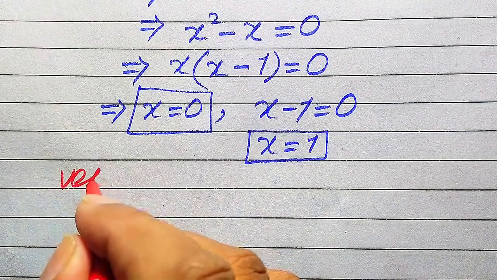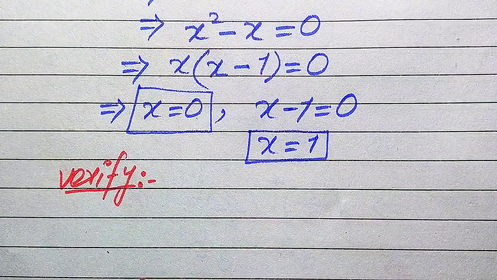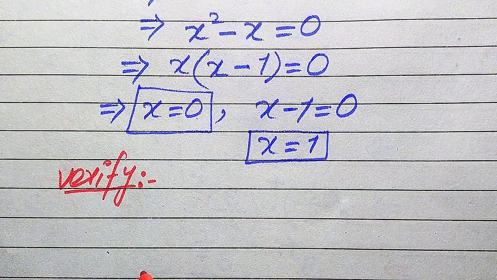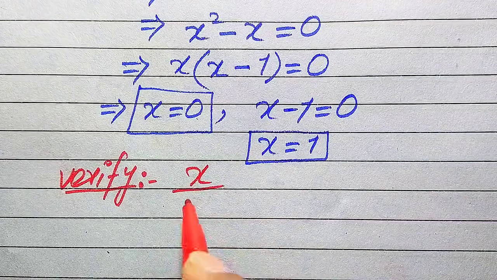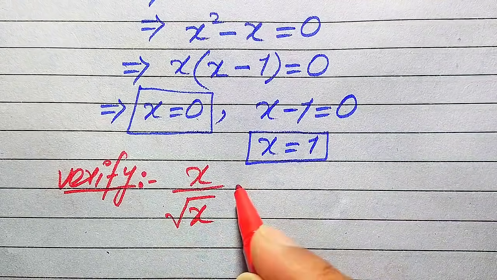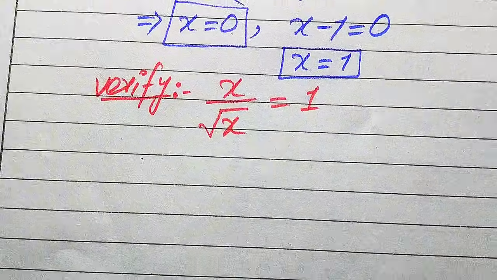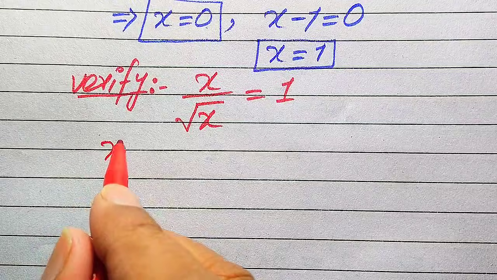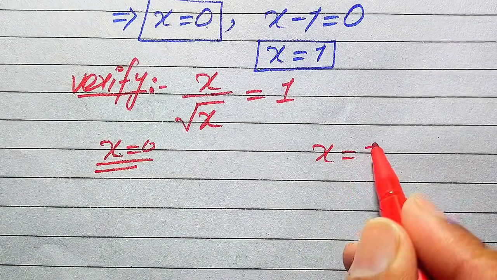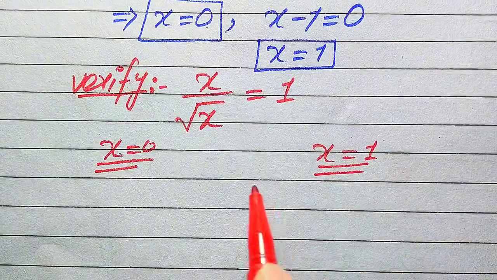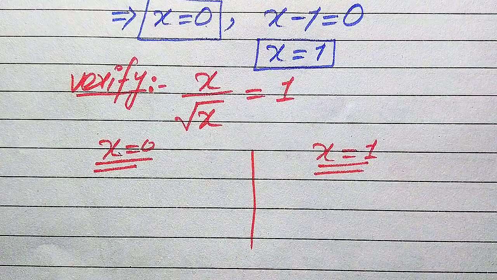And now in the next step we need to verify whether both of these two roots are solutions, or which of the roots are extraneous roots. So for verification of these roots, we need to copy down the given question statement. Here it is x divided by square root of x is equal to 1. And in this side, we will verify x is equal to 0, and in this side, we will verify x is equal to 1. So here, first we verify x is equal to 0.